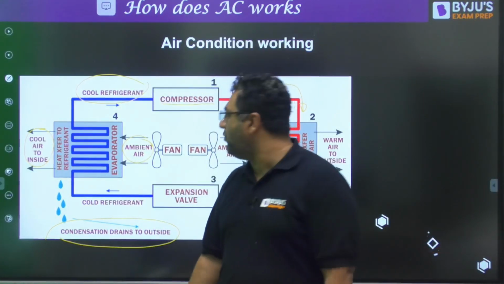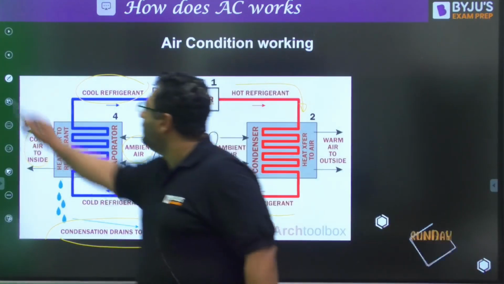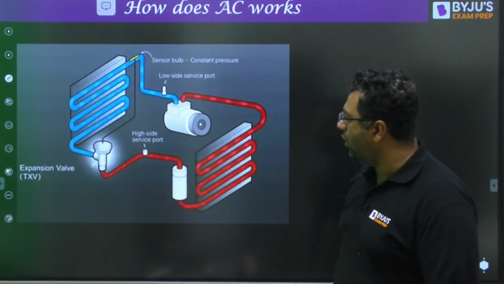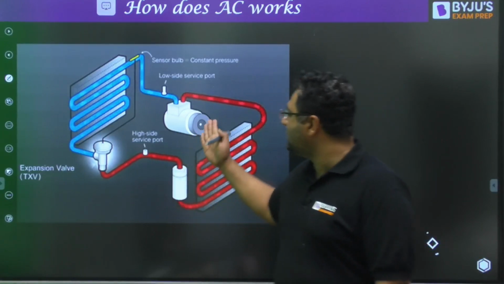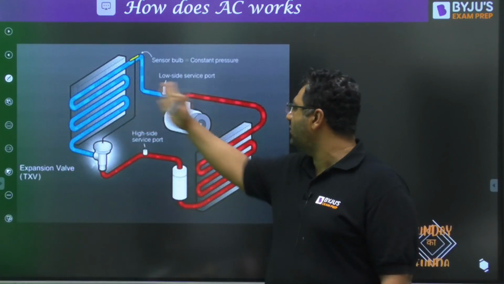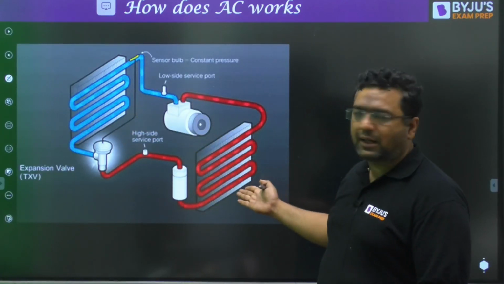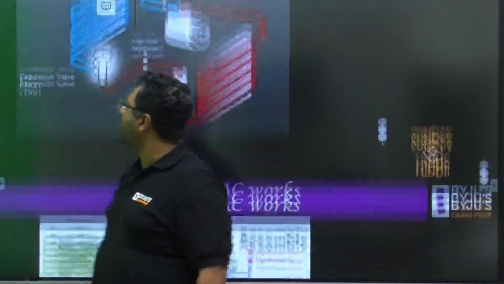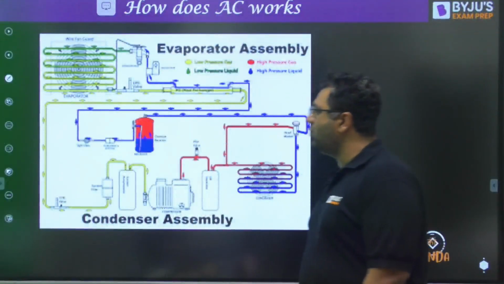So guys, now we will see the second slide. One more animation I have for you. This is how the things are going on. This is the compressor, this is the expansion valve, this is the evaporator, and this is the condenser. So I feel these animations or GIFs are enough to explain.